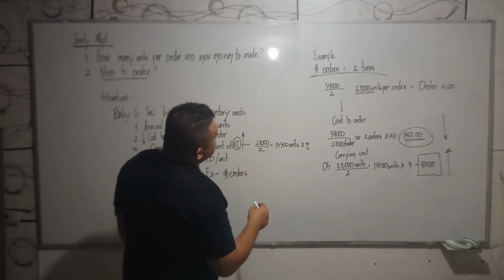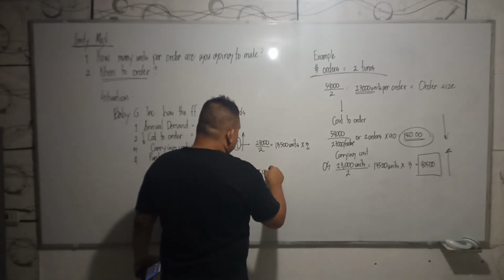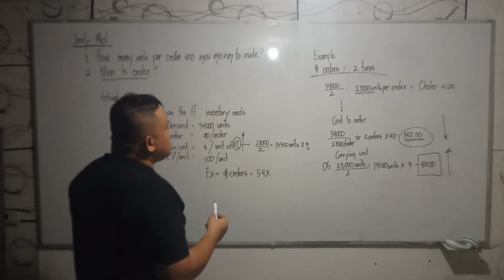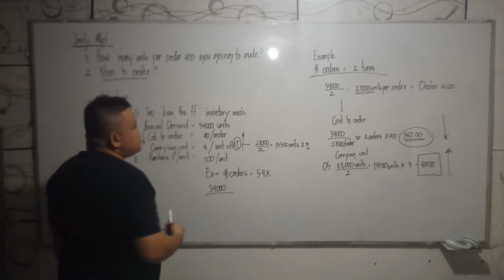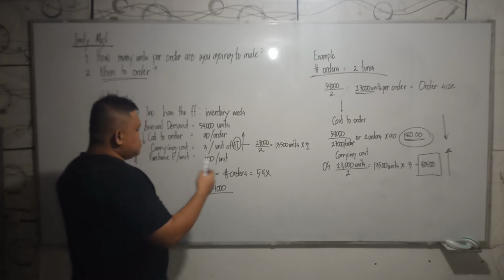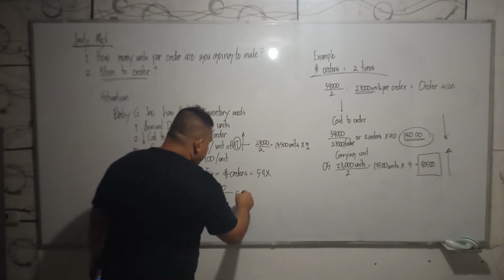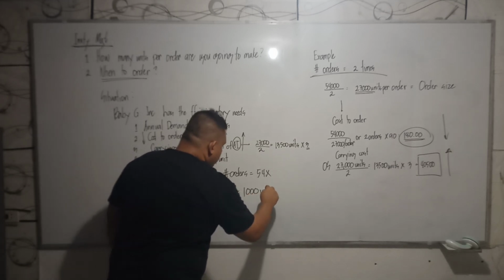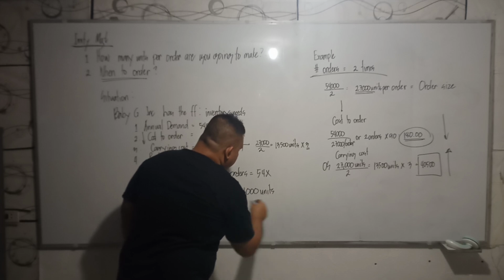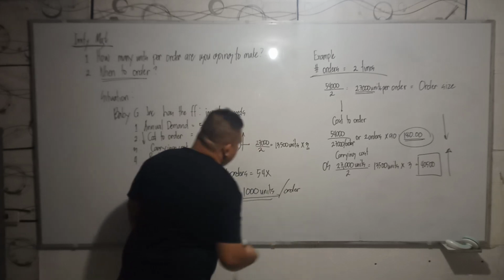What if we order 54 times? Then 54,000, which is our annual requirement for inventories, means you're going to order 54 times. So in each order, you have to order from your supplier 1,000 units per order. So that's the order size.